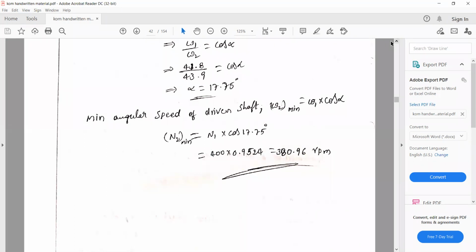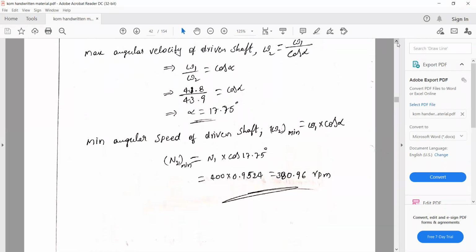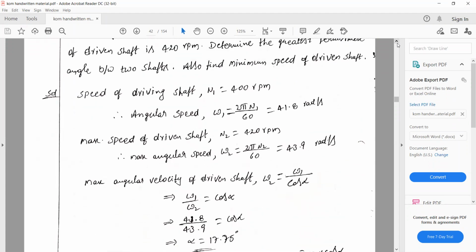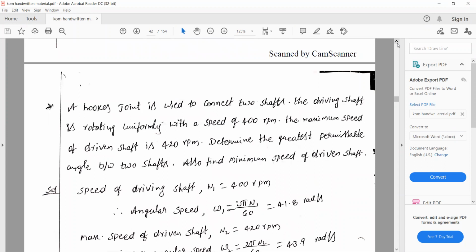Anyone who has doubts regarding the second unit, please raise your doubts. I will give you some time for second unit revision. Just you will see that.